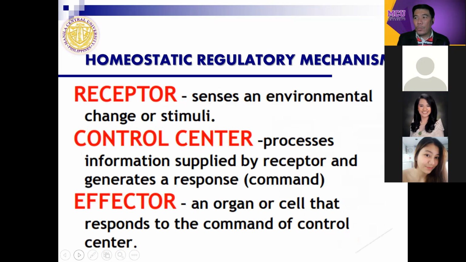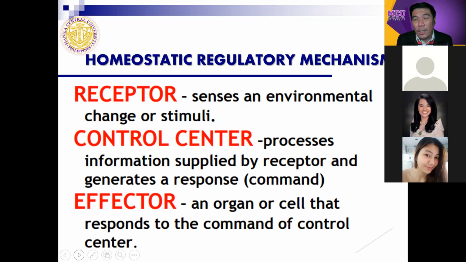Now, let us proceed to the concept of receptor, control center, and effector. I know this has also been introduced in anatomy and physiology. A typical example of reception: stimulus, then the control center, usually the brain or the nervous system, and the effector is the effect on the response of the control center.